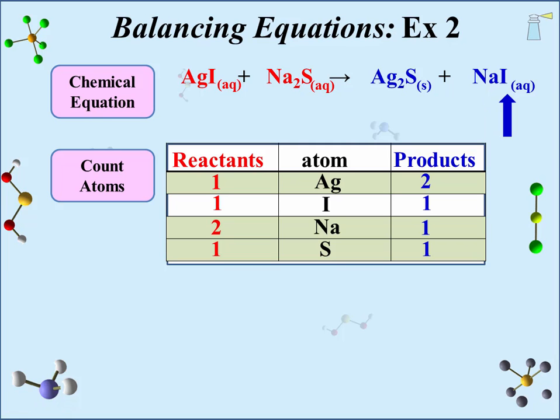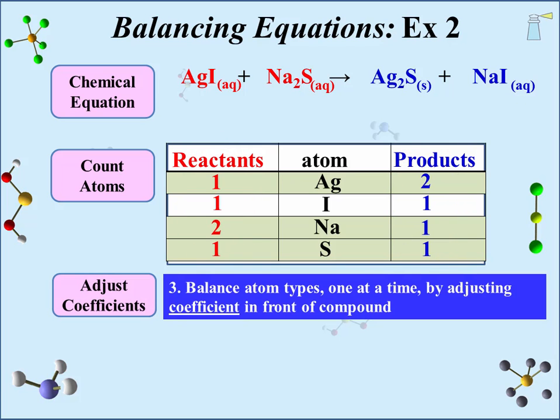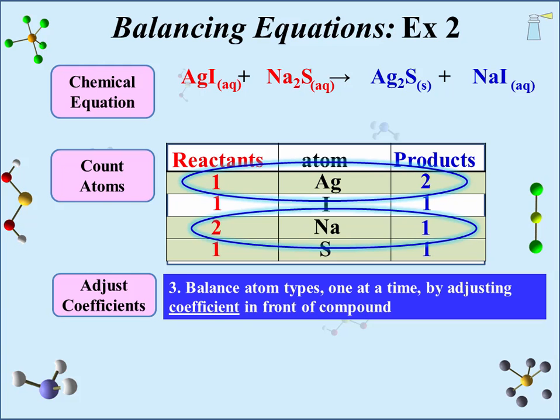The tally of atoms in the reactants and products is complete, and a comparison shows that they are not equal. As written, this equation is not balanced. We need to balance atoms one at a time by adjusting coefficients in front of some or all of the compounds. A look at the tally shows there to be an uneven number of silver atoms and sodium atoms.